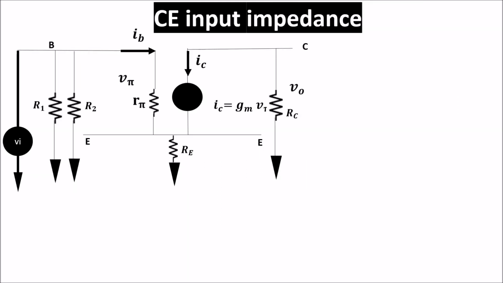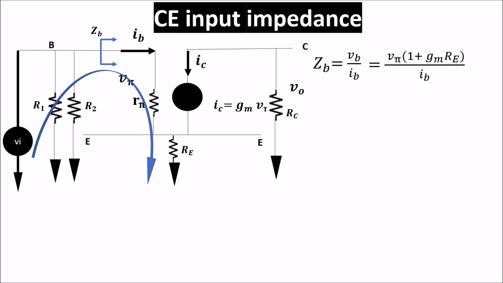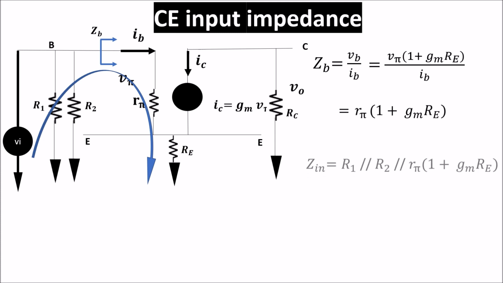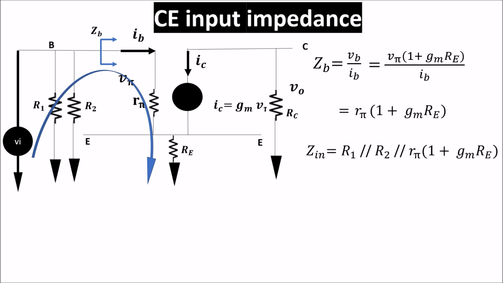Now we see the input impedance of this model. First we calculate the impedance looking into the base and we call it ZB. ZB is equal to VB divided by IB, and remembering the Kirchhoff voltage law in the base emitter circuit, we can write this, which becomes this one, remembering that V pi divided by IB is R pi. So this impedance ZB is in parallel with R1 and R2, so the total input impedance is this. If we take into account the bypass capacitor, RE is short-circuited, so the input impedance becomes this one.